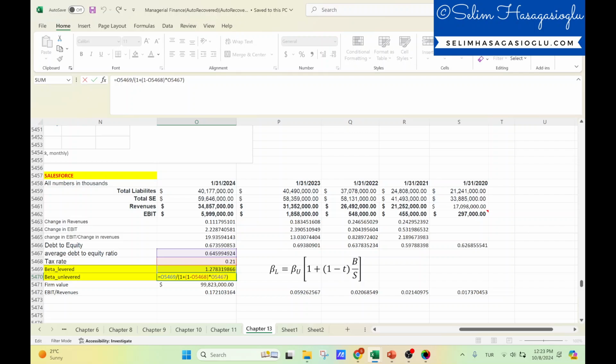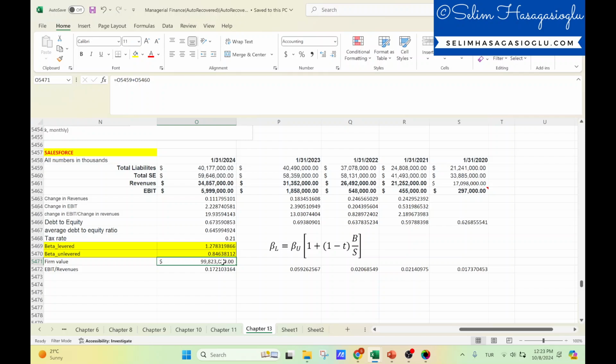Remember our formula. This is the equation that governs the relationship between the levered beta and unlevered beta. So unlevered beta in this case will be the levered beta, the value we calculated in the previous step, divided by 1 plus (1 minus tax rate) multiplied by the average debt to equity ratio. So this will be the unlevered beta for Salesforce. I'll also calculate the firm value, which is the sum of the book values of total liabilities and total stockholders' equity, which is the book value of the firm's assets in that case. And this is for Salesforce.